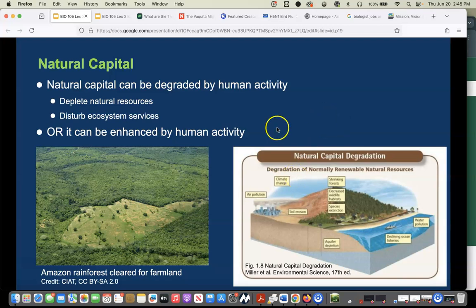When we talk about natural capital being degraded by human activity, we can look at things like clear cutting Amazon rainforest for farmland. We're clear cutting this biodiverse rainforest, taking all of the plant life out, and then putting in a monoculture of one type of agricultural plant that we want to grow. So what do you think is happening to your overall biodiversity? Obviously it's going down.